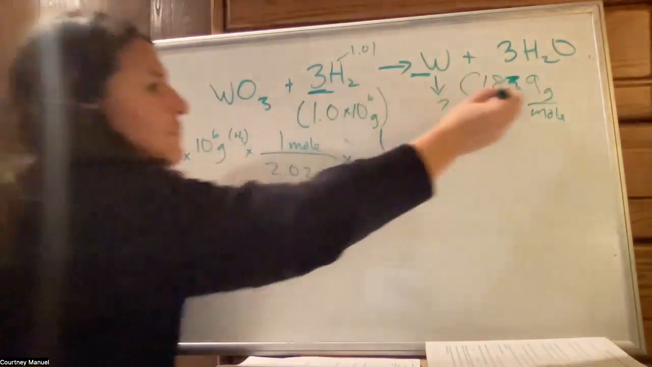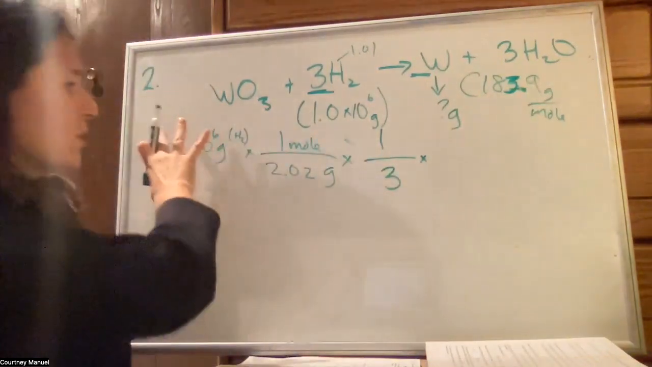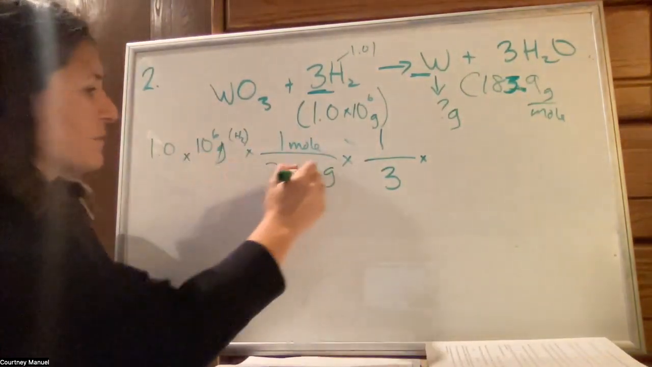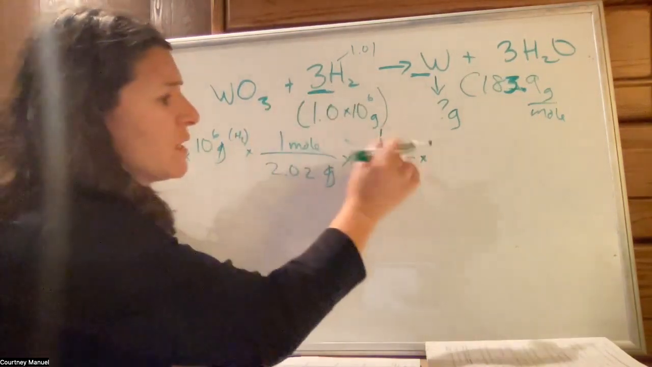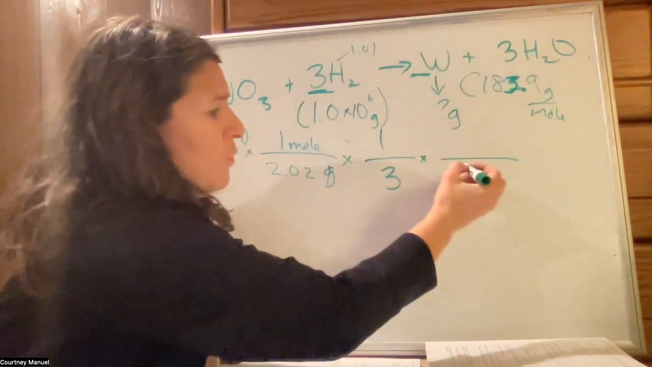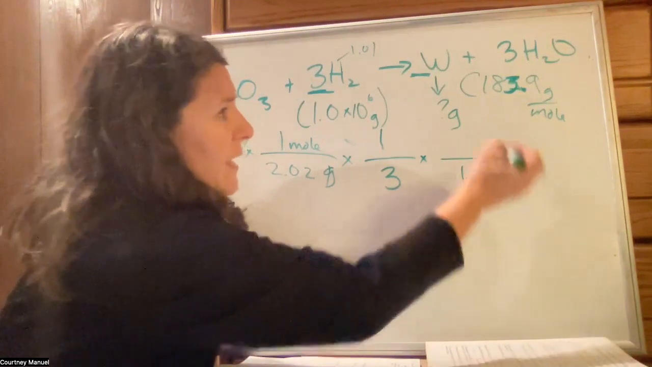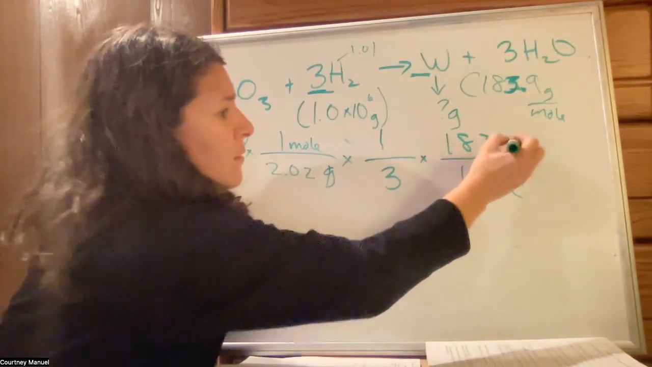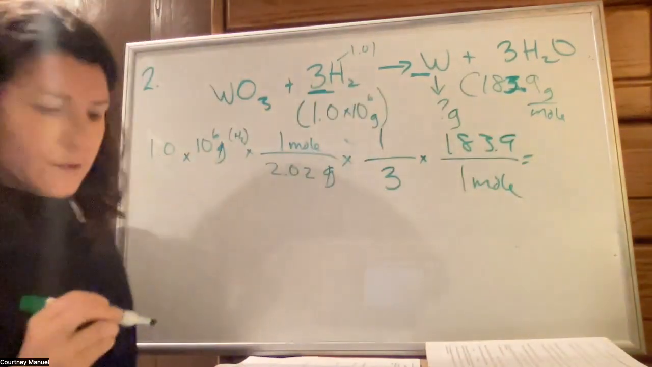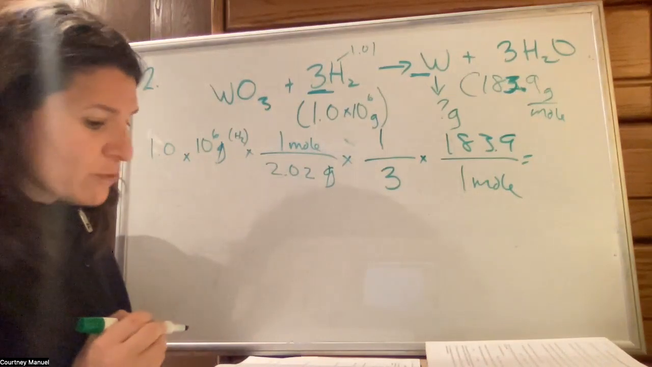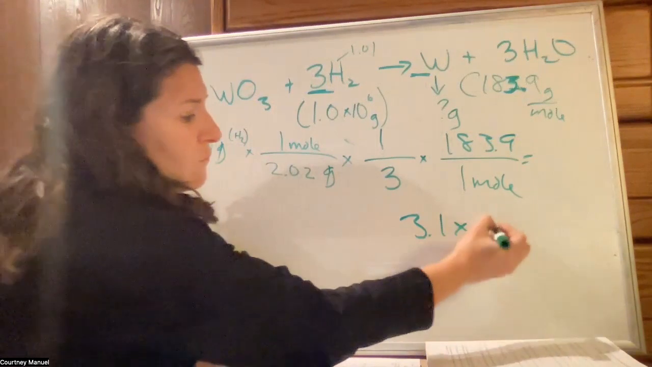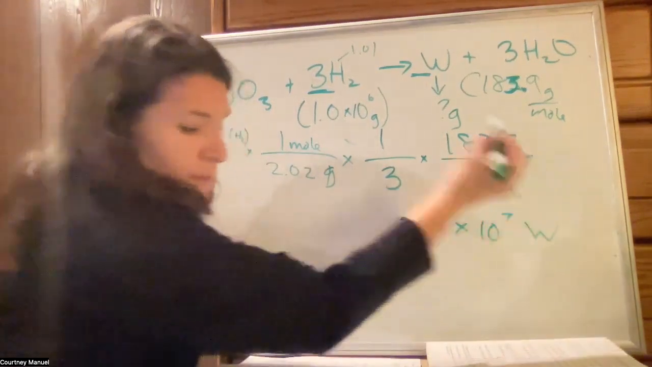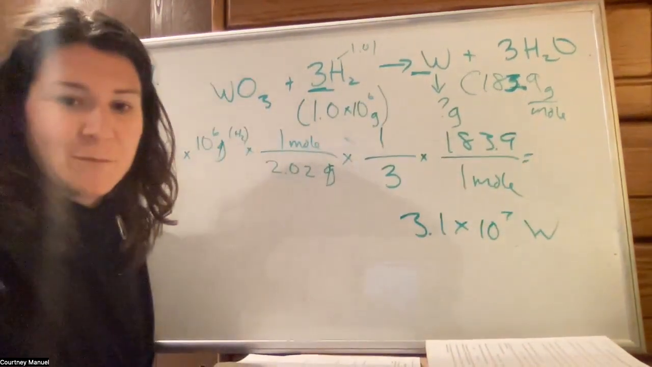Whiteboards. Okay, 183.9. So we're dealing with moles here. Our grams have canceled out. Our moles of hydrogen are canceled out. We're currently in moles of tungsten. So now we need to put moles on the bottom of tungsten. And we put our 183.9 on top to get to our final answer, which is 3.1 times 10 to the 7th of tungsten. There you go.